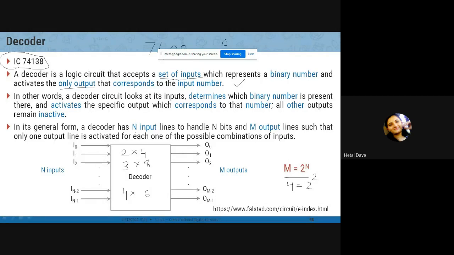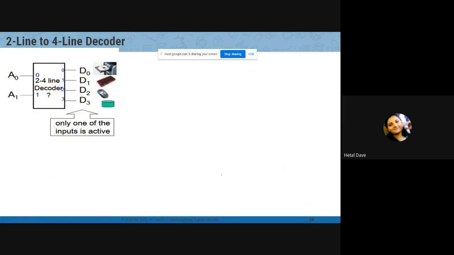Okay. What is the decoder? A decoder is a kind of logic circuit that will accept a set of inputs which represents a binary number. It will generate only one output active at a time. Here, let's say a 2 cross 4 line decoder is given, which means you need to design this internal circuit. Your task today is to design a 2 cross 4 decoder. You need to make the circuit for it. Now this is the block diagram.